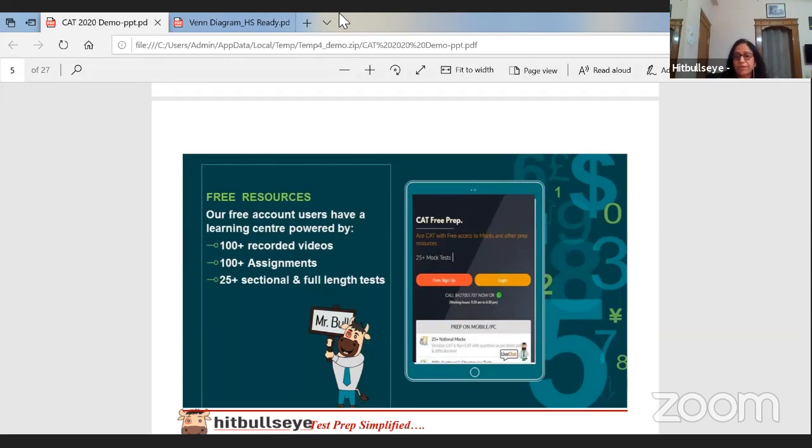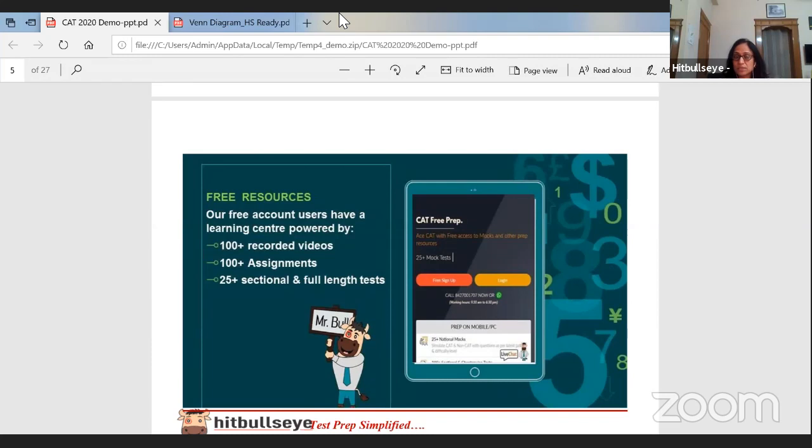So I'll come to that part. What are we going to provide you if you become a paid user with us? This is a free user kind of thing. If you become a paid user, obviously all these things are going to get exponentially higher than what is mentioned here. So you will have more than 10,000 practice assignment questions. You will have more than 150 recorded videos of shortcuts and of the advanced level. You will have 3 online classes in a week, one for DI, one for quant, and one for verbal.